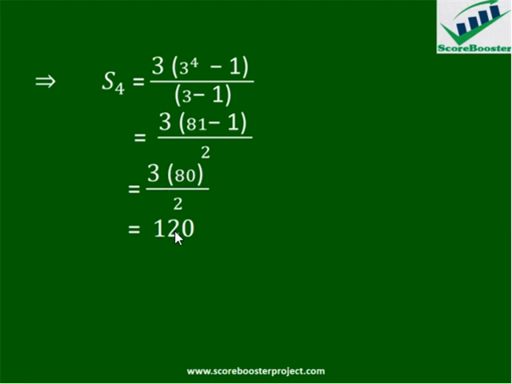So the sum of the first 4 terms of a geometric progression that has its second term as 9 and fourth term as 81 is 120, which completes the solution of the fifth example.